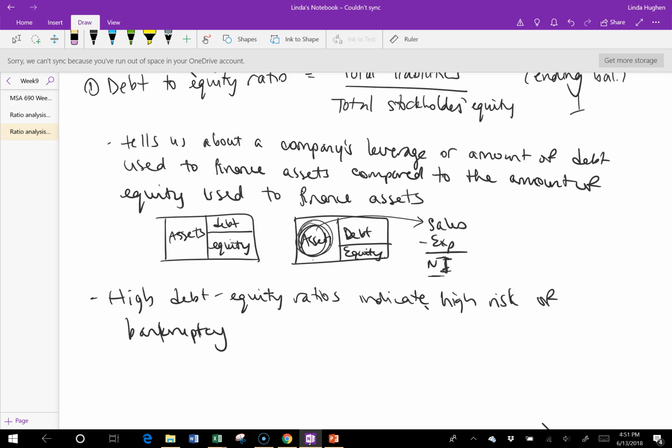Remember, debt must be repaid. Equity, common stock, does not have to get repaid. That does not ever have to go back as dividends to those stockholders. The debt does need to be repaid legally.